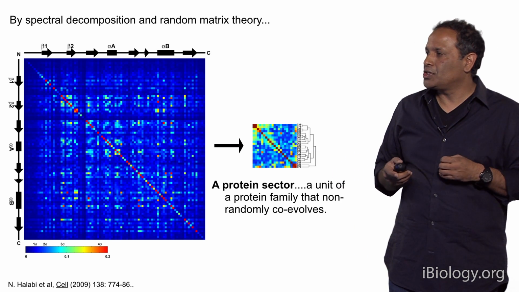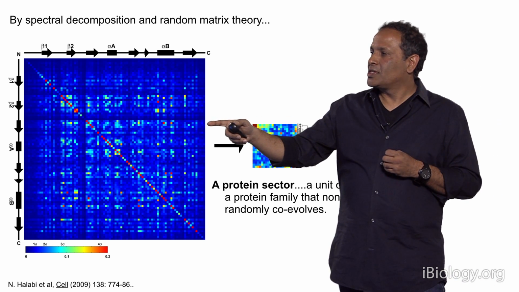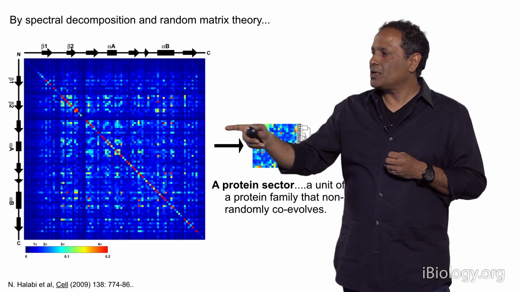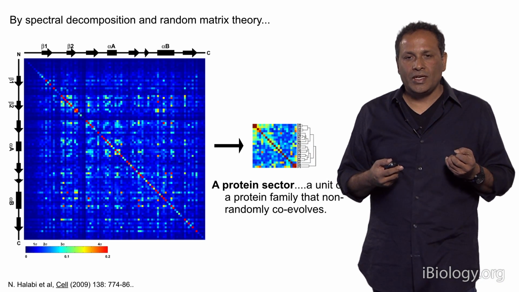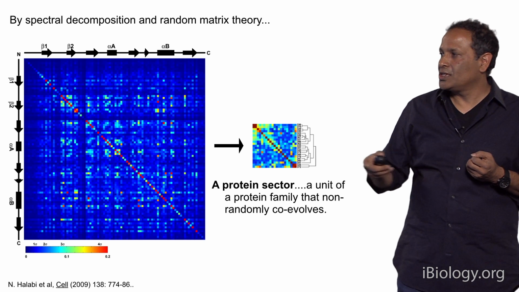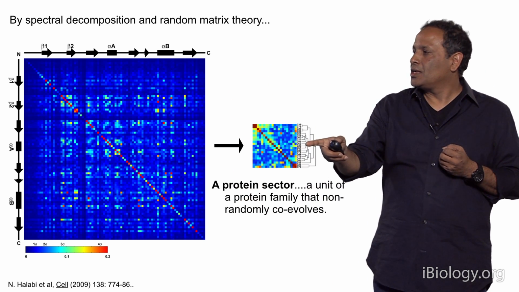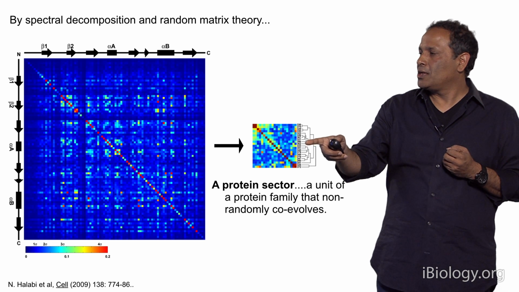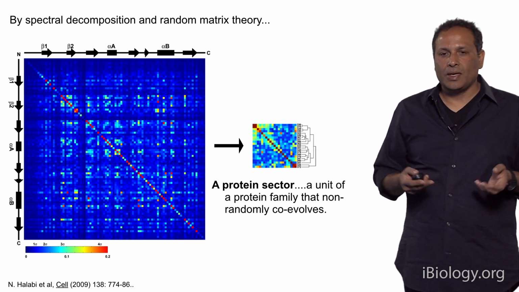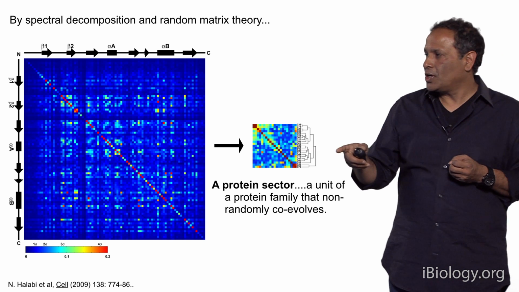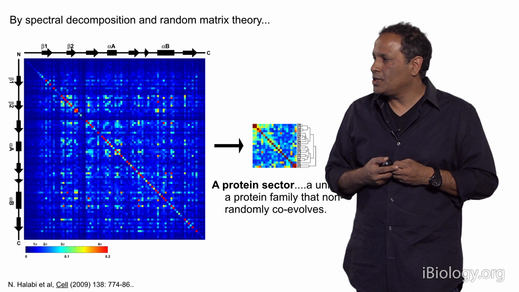By these mathematical approaches, we can show that all of the statistically non-random information in this matrix is actually compressible into just 20% of the amino acid residues in this protein. This is a roughly 100 amino acid protein. This is the PDZ domain. And it turns out that all of the non-random amino acid coevolution signals seem to be held within a subset of amino acids, 20 of them or so. And within that 20, we see a hierarchical pattern of coevolution between the amino acids.